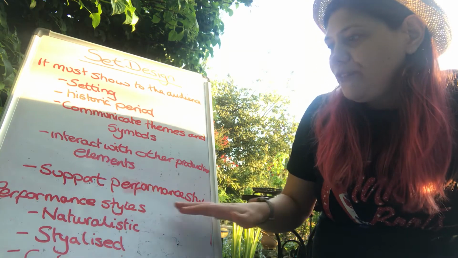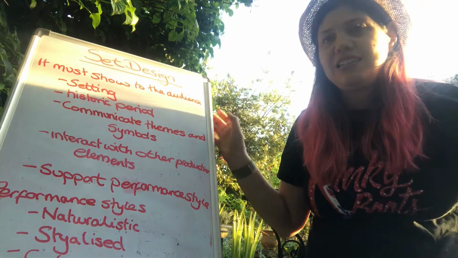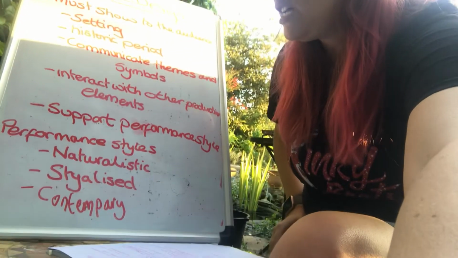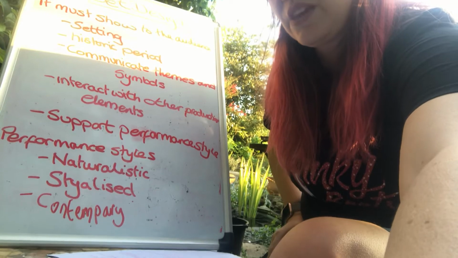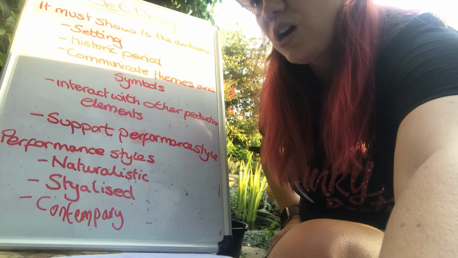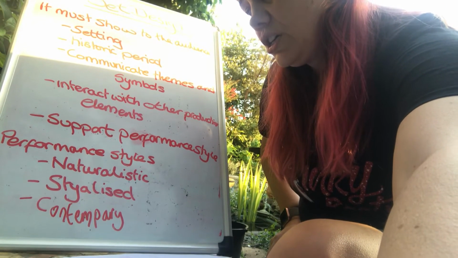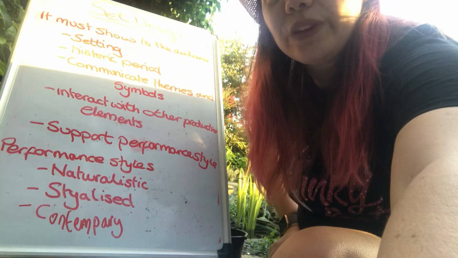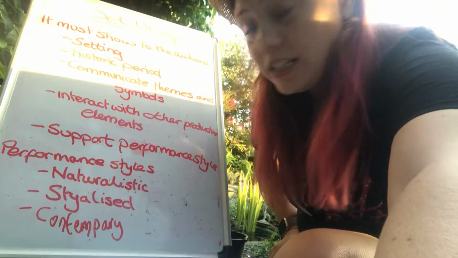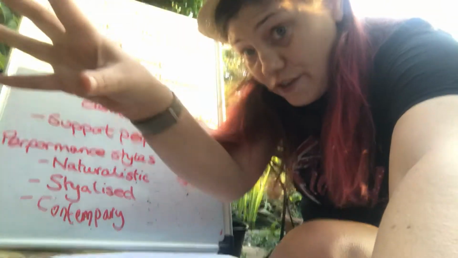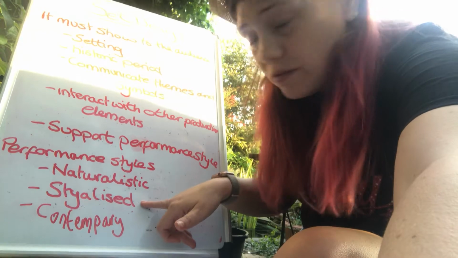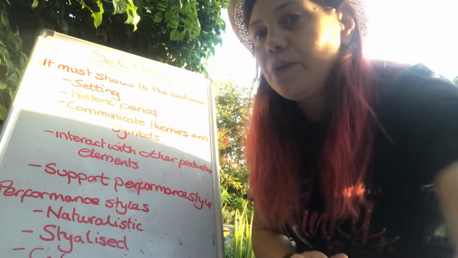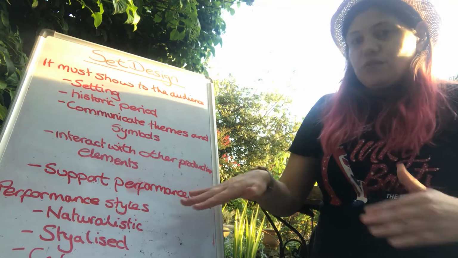It needs to support the performance style. I suddenly realised that for us, we were looking at contemporary. We were looking at three sorts as well, weren't we? Style of performance: naturalistic. Remember what was naturalistic? That was a slice of, no, not cake, slice of life. Slice of cake would be very nice. Slice of life, so it's actually like life on stage. Stylised, representative. Contemporary, quite modern. So your design needs to reflect that.